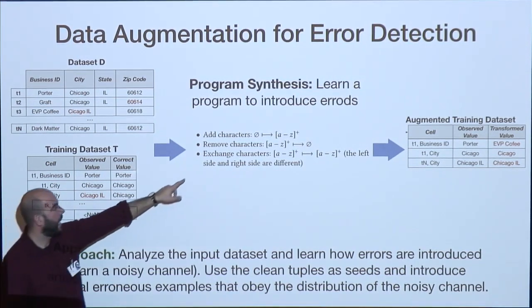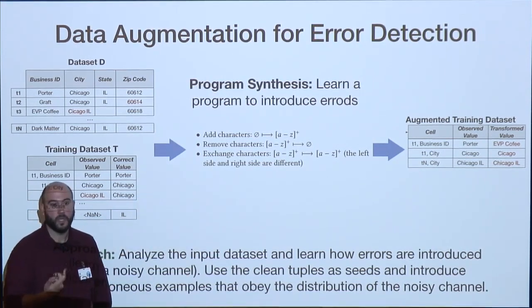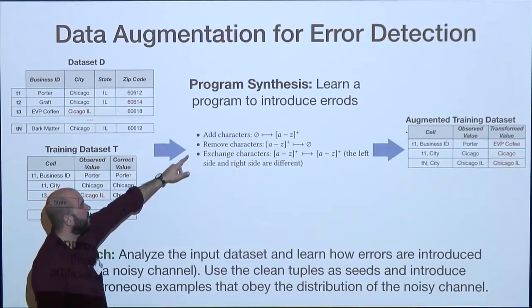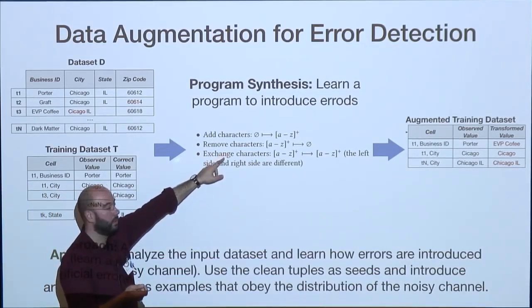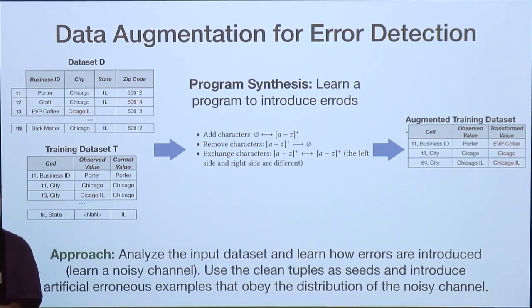We learn transformations as to how noise is introduced. How does this noisy channel introduce errors? For instance, in this case, I can add a character to inject a typo. I can remove a character. I can exchange full sequences of characters.